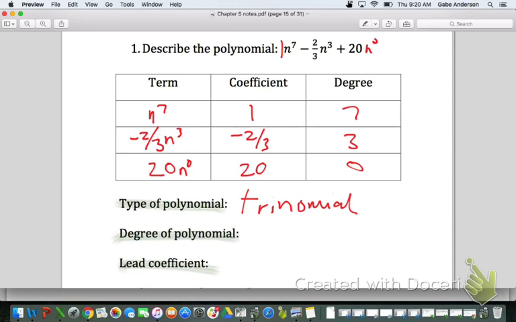Let's finish out these last couple of statements at the bottom. The degree of the whole polynomial. The whole thing would be, Joel? 7, right? Please remember that the degree of a polynomial is the same as the highest degree term. And the highest degree term was 7.